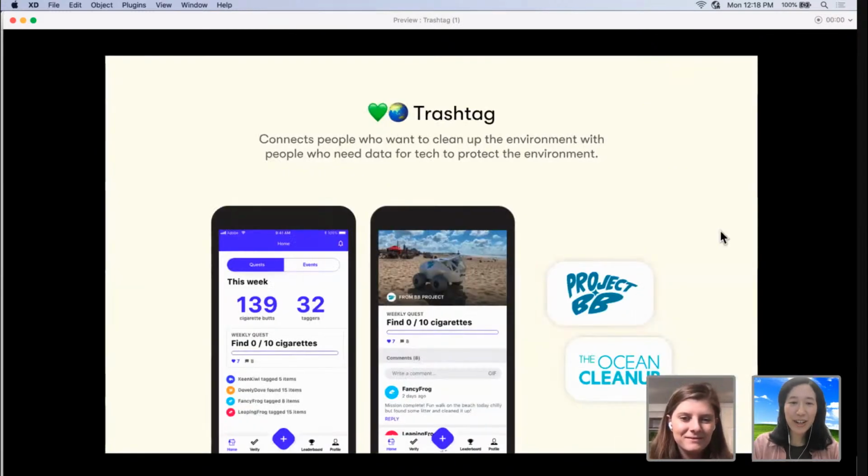So that brings me to the project here today. It is called Trashtag, and Trashtag is a mobile app that connects people who want to clean up the environment. So maybe people like Julie and I, or people that were part of that hackathon at Microsoft, who just care about cleaning up the environment and want to do something about it, with people who need data for technology to protect the environment. You can think of these as nonprofit groups, such as the Ocean Cleanup, which I talked about before, and then another nonprofit group that I actually got to speak to a few weeks ago.